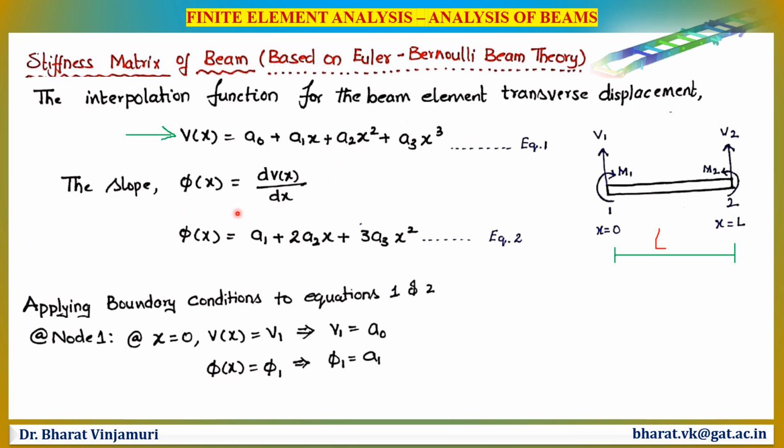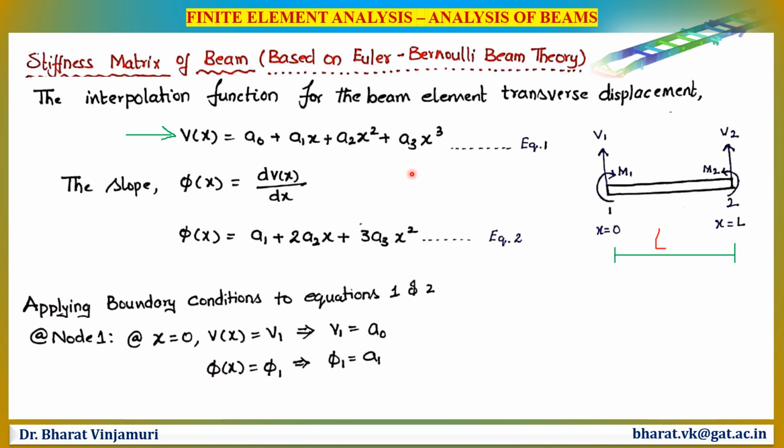Now coming back to the slope. The slope is the first order differentiation of the transverse displacement, given by phi of x equal to dv by dx. Differentiating v of x with respect to x, phi of x is equal to a1 plus 2a2x plus 3a3x square. These are the two equations which we will be constantly using. Our work in finding the stiffness matrix is to find the coefficients a0, a1, a2 as well as a3. These coefficients can be found by applying boundary conditions.